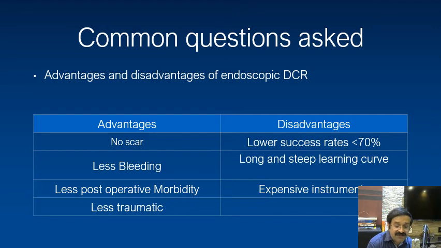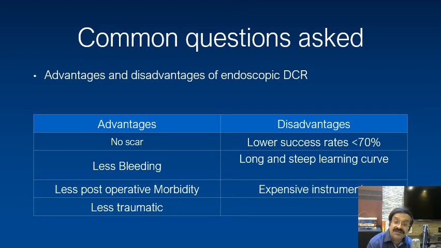Now, what are the advantages and disadvantages of endoscopic DCR? Now, the advantages, why would you do endoscopic DCR? So, no scar, which is very important, especially in our female patients. Then, less bleeding, obviously, because the entire ostium is done by a holmium or a carbon dioxide laser. So, there is no question of bleeding here. And less post-operative morbidity because there is less amount of tissue trauma. So morbidity and early rehabilitation are the norm, and obviously it's less traumatic to the tissue.